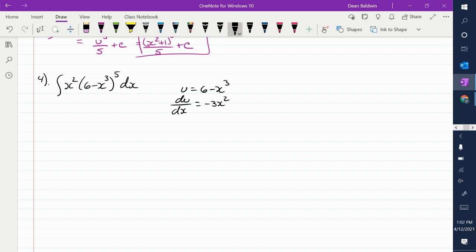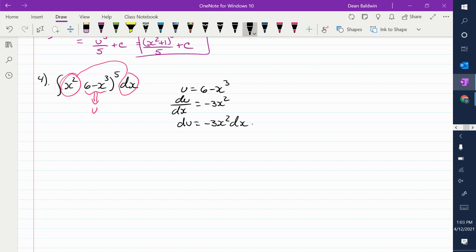So what are we doing? What do I need to get rid of? This is what you have to ask yourself. Here's u. I need to get rid of this and that. Is there an x squared dx in there, in this du over dx? Yes. If I multiply the dx up there, I get that.